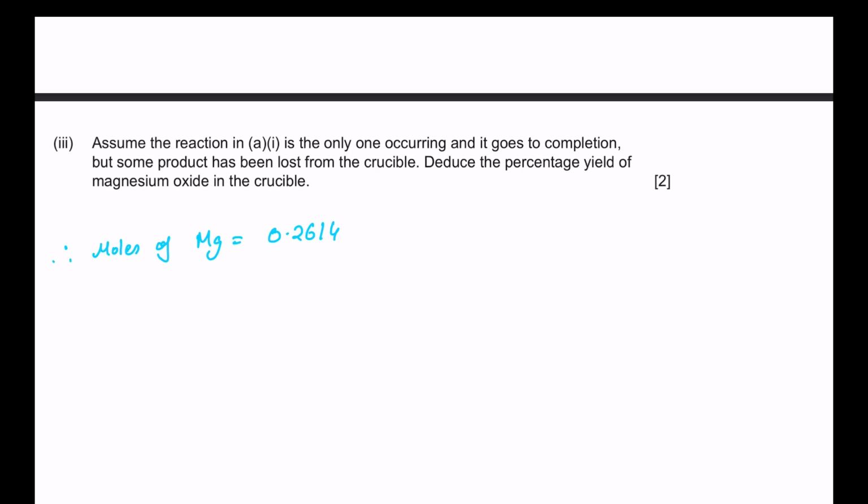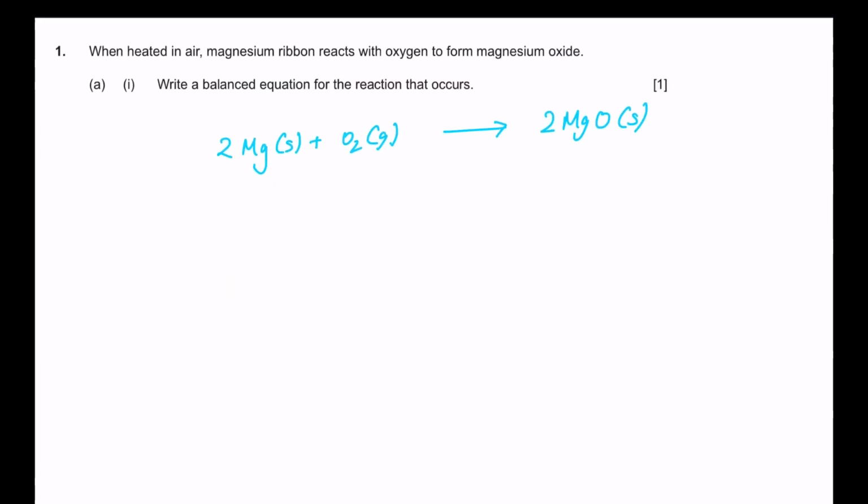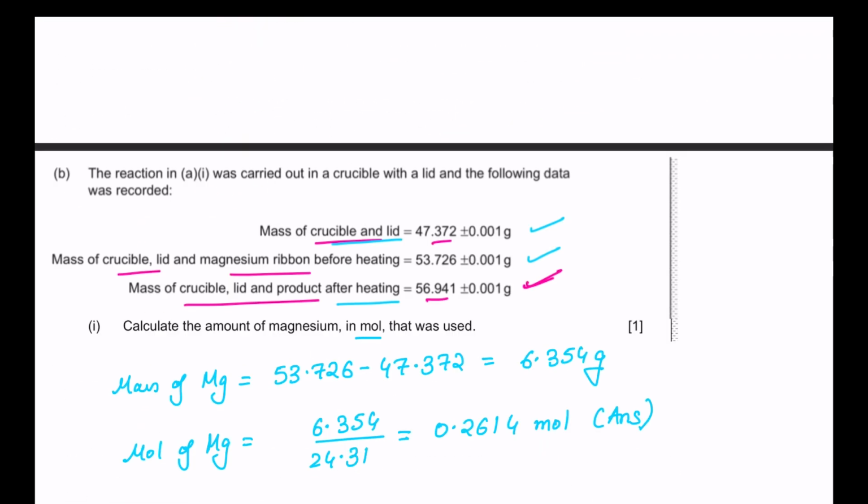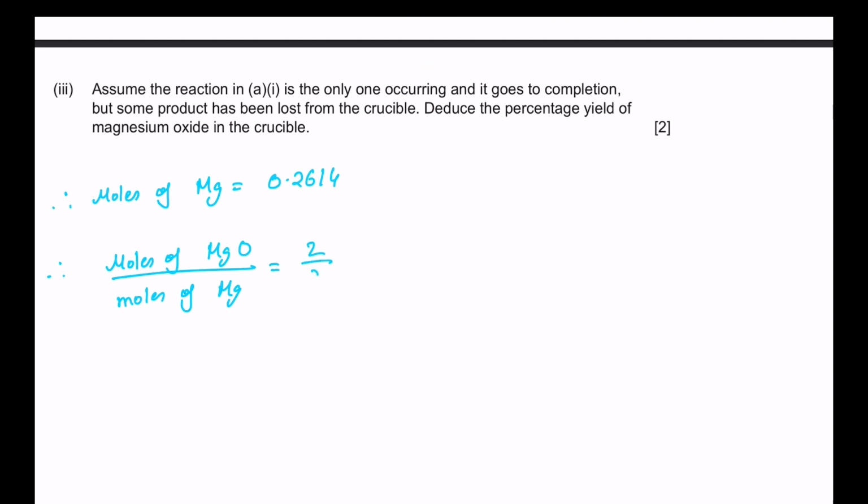To do that, we have to write the stoichiometric ratio between Mg and MgO. So the stoichiometric ratio will be between moles of MgO by moles of Mg. This will be equal to, if we just go to the equation, 2 by 2, right? So 2 by 2, that is basically 1. So I can just write this will be equal to moles of Mg, that is equal to 0.2614.